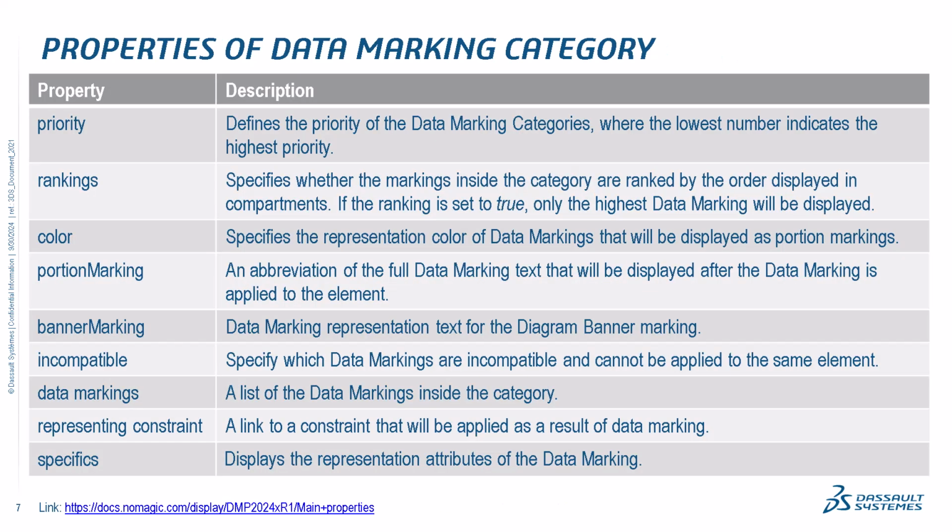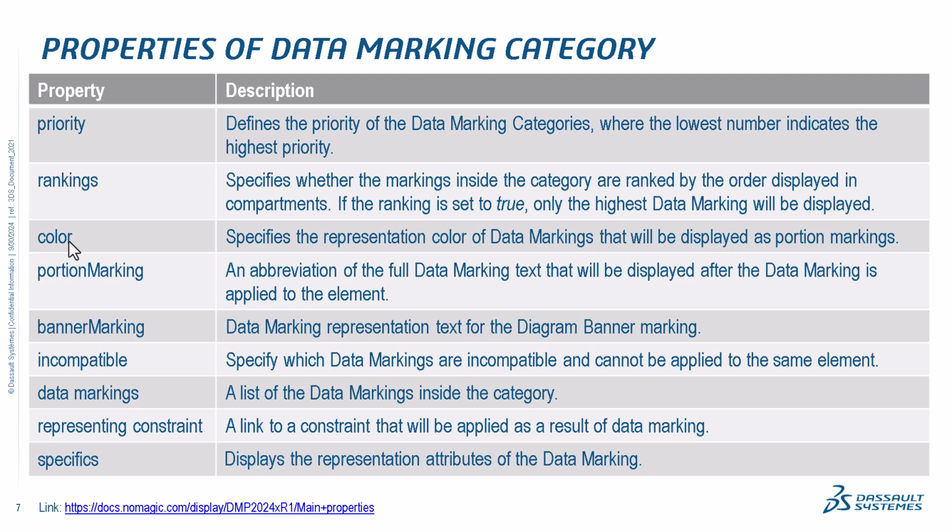Let's see the full list of properties. Priorities we discussed, between classifications. Ranking is inside of a classification, like top secret has a higher ranking than secret or unclassified. Color is the abbreviation color shown before the name of the block or property. Partial marking is the abbreviation text which is shown representing the marking, for example TS for top secret. Banner marking is the banner which can be shown in the diagram, at the top or bottom of the diagram, or both, representing the highest marking or specific marking used in that diagram.